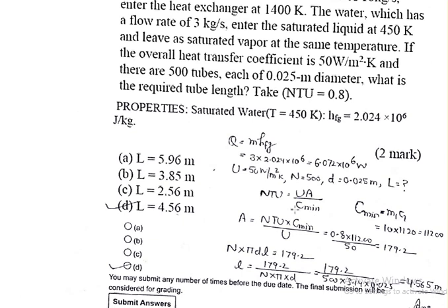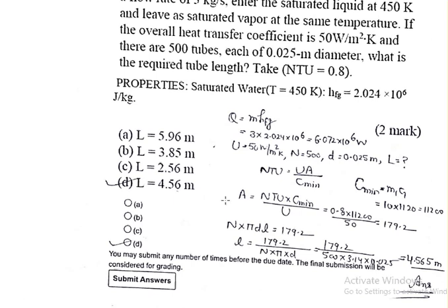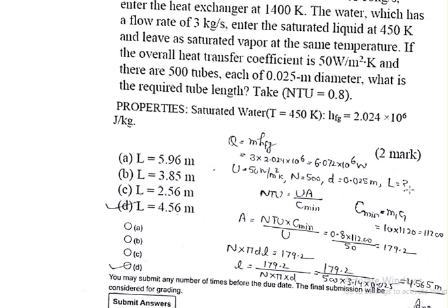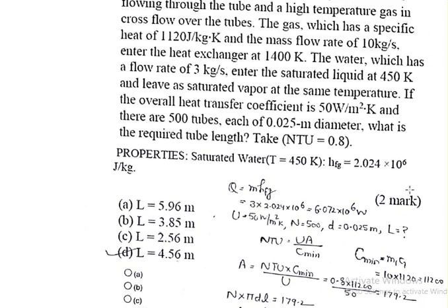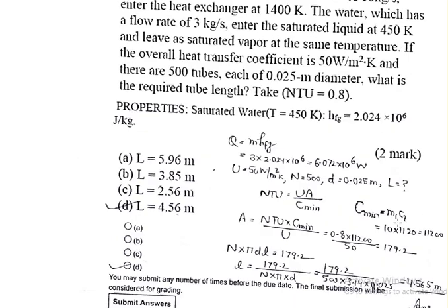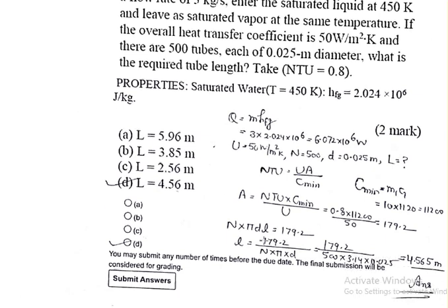So first we will calculate NTU equal to UA upon C minimum. So A is NTU into C minimum upon U. NTU is given as 0.8, C minimum is the heat capacity of the gas. M1 is given and C1 is given. M1 is 10, C1 is 1120, so we will get 1100. So here we will find the area, 179.2.